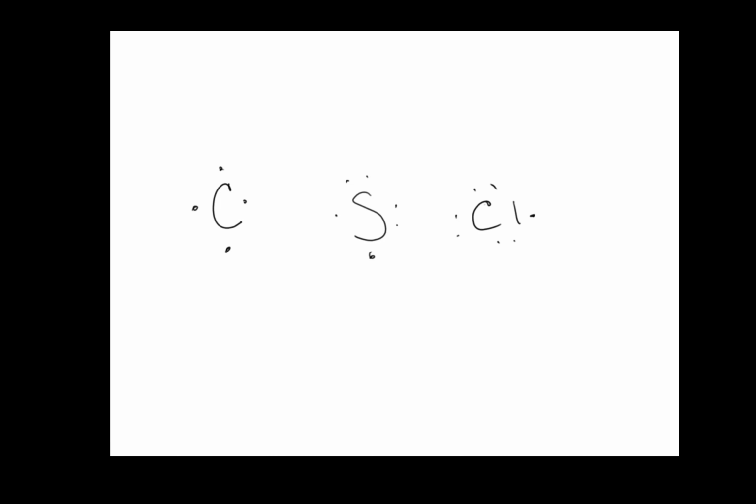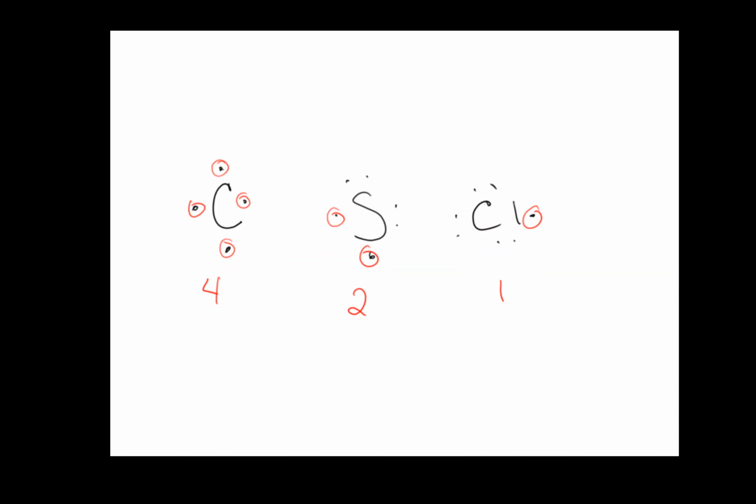How many good bonding places are there? Now, when I say good bonding place, I mean a lone electron. So carbon has 1, 2, 3, 4 good bonding places. Sulfur has 1, 2 good bonding places, and chlorine only has 1 good bonding place.